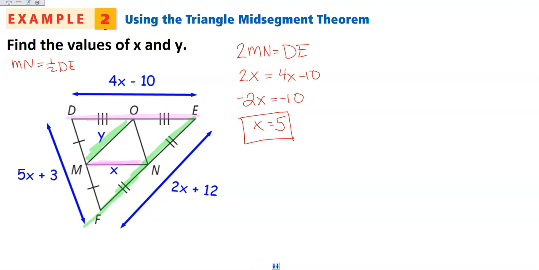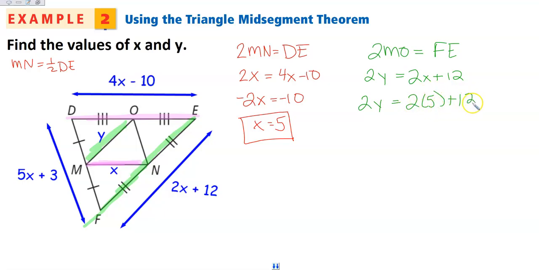Then we're going to look at finding y. I'm going to do 2 times the midsegment that contains y, which is MO, equal to the side across from it that it does not touch, which is FE. So this is going to be 2y is equal to 2x plus 12. Well, we know what x is. We just found that x was 5. So this gives me 2y is equal to 2 times 5, which is 10, plus 12 is 22. Then I divide both sides by 2 to get y is 11.